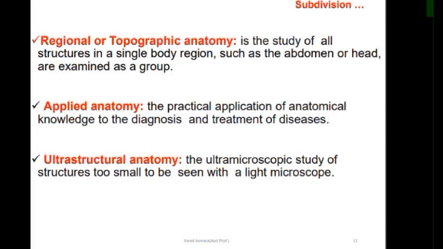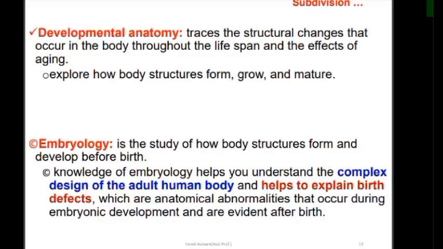Applied anatomy is the practical application of anatomical knowledge to the diagnosis and treatment of diseases. Ultrastructural anatomy is the ultramicroscopic study of structures too small to be seen with a light microscope. Developmental anatomy traces the structural changes that occur in the body throughout the lifespan and the effects of aging. It explores how body structures form, grow, and mature.